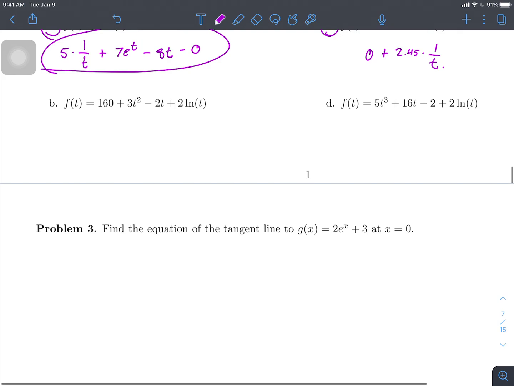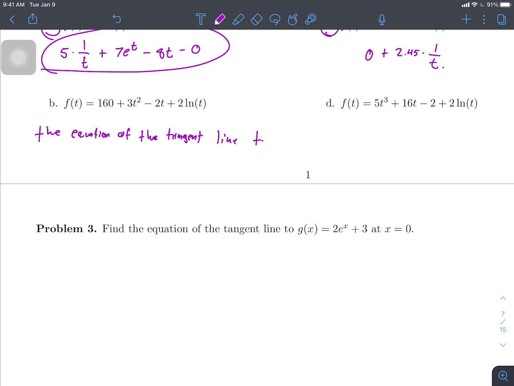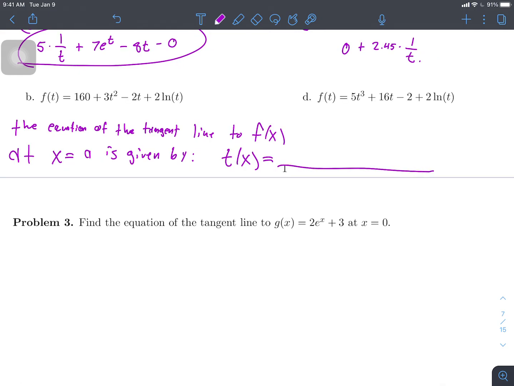So first let's start by saying the equation of the tangent line to f of x at x equals a is given by T of x equals to what? What goes in the blank? F of a plus f prime of a times something. X minus a. Very good. Okay, that's one we need to memorize, okay?